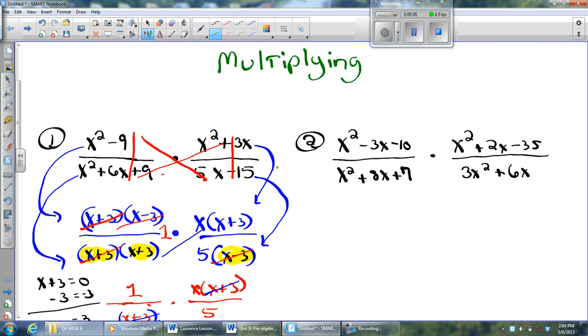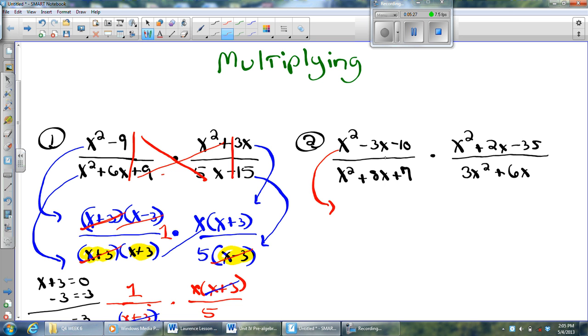Okay, I want you to try number 2 on your own. Going to factor it, simplify, multiply, and then state restrictions. Okay, factor, simplify, multiply, state restrictions. Unpause the video when you're ready to see my solution. Okay, first of all, here comes my solution.